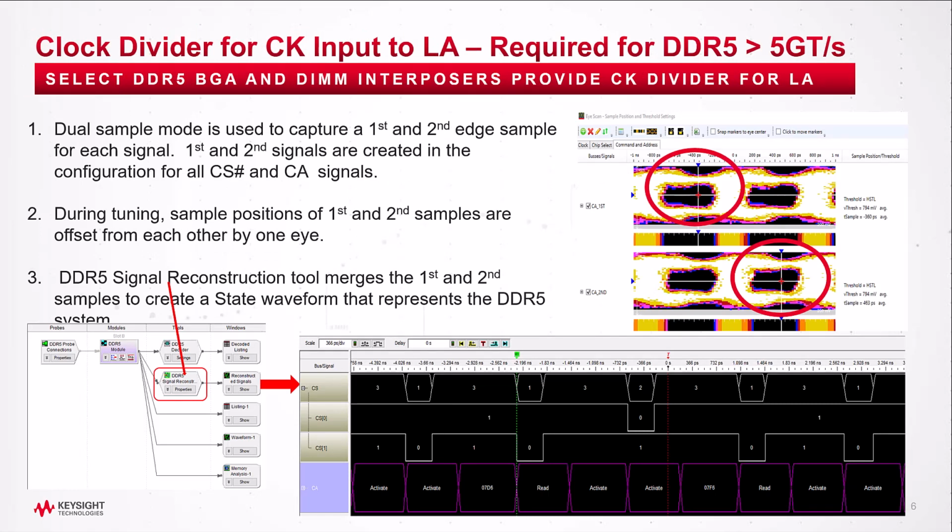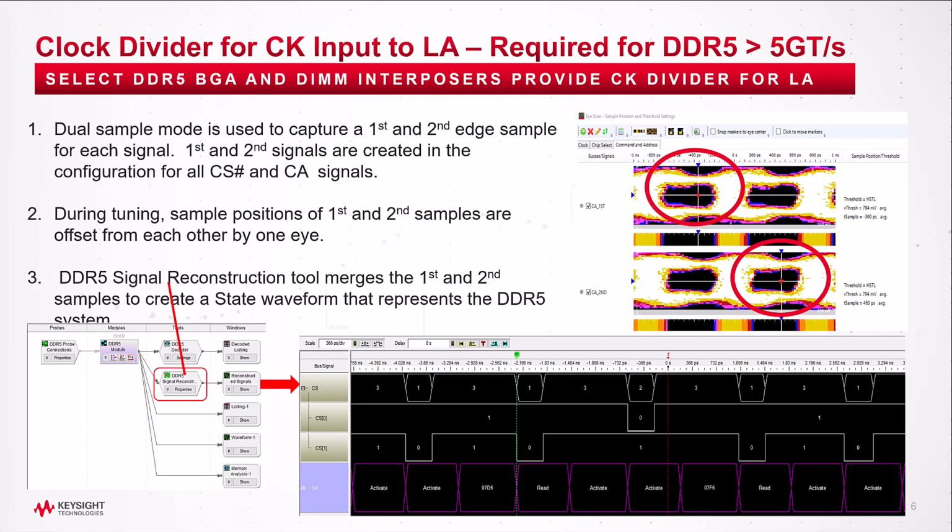A few more details on the situation where we use a clock divider, capture DDR5 over 5 gigatransfers per second. This is where we put the logic analyzer into dual sample mode to capture a first and second edge sample for each of the CS and CA signals. These labels are created in the configuration. During tuning, the sample positions of the first and second samples are offset from each other by one eye. This is because we're taking both samples at the same time, but we want to be capturing what would be off the rising and falling edge of the original CK0.